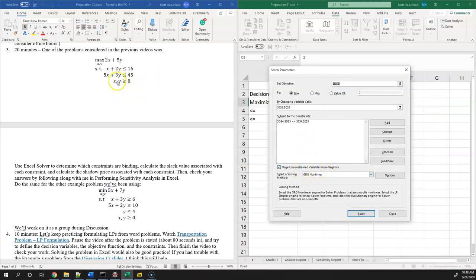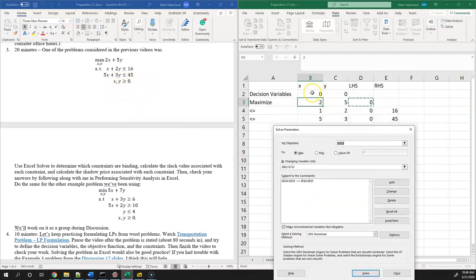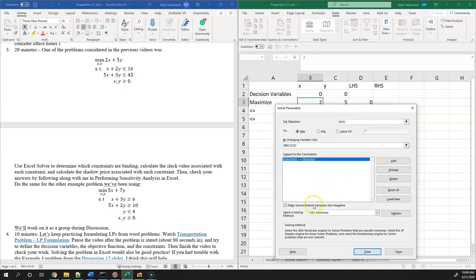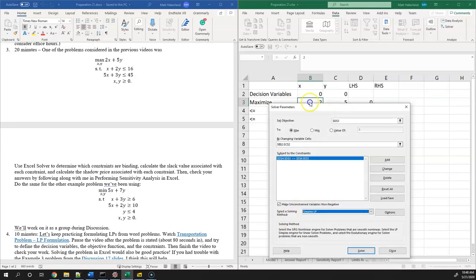That's going to take care of our x and y being greater than or equal to 0, because I haven't put constraints directly on x and y. These cells are not involved in these constraints. These constraints involve cells D4 through D5, so D4 and D5. I put them on these cells. I didn't put any constraints on the x and y cells directly, so they are unconstrained, and it will make sure they are non-negative for me. Simplex LP is the algorithm of choice because the problem is linear.